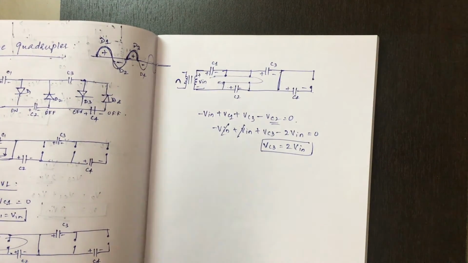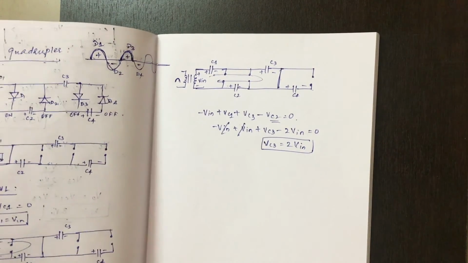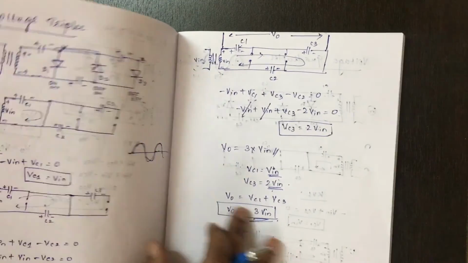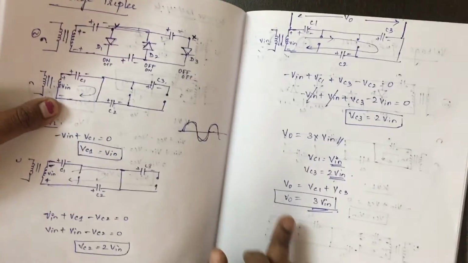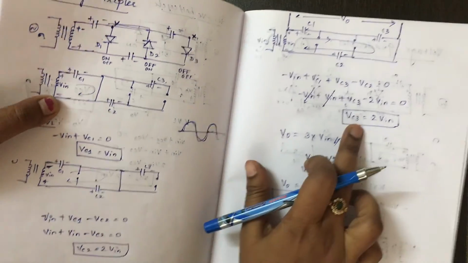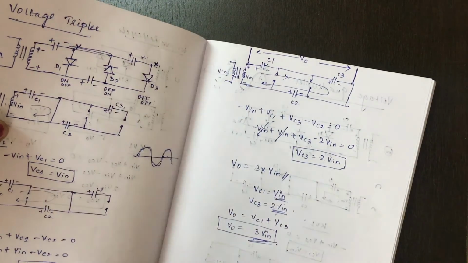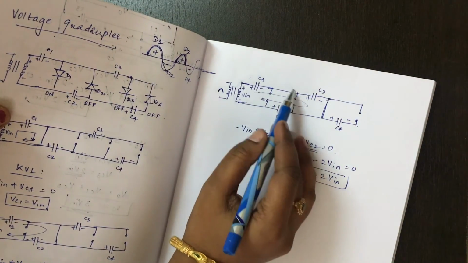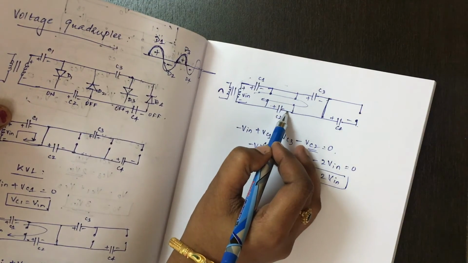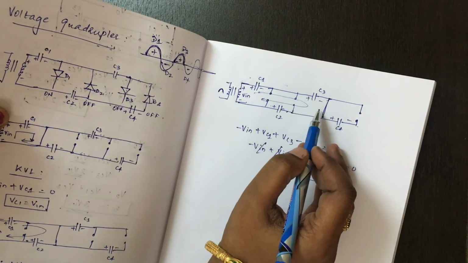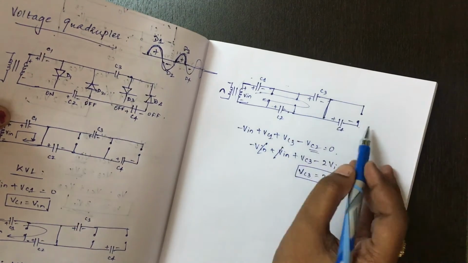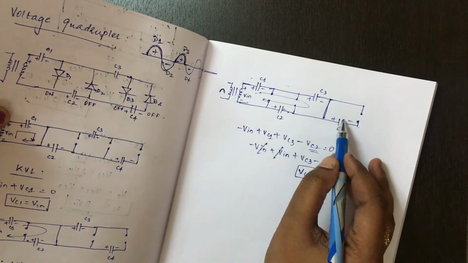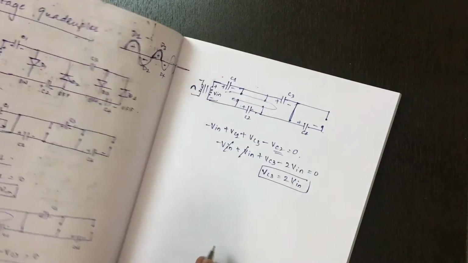This we have derived earlier for the voltage tripler. Vout is 3 Vin, that is Vc3 is 2 Vin. So that's what we have found here also. This part we have found out in the voltage doubler, and this part we have found out in the voltage tripler. Now we will be finding the voltage across capacitor C4 in the voltage quadrupler.